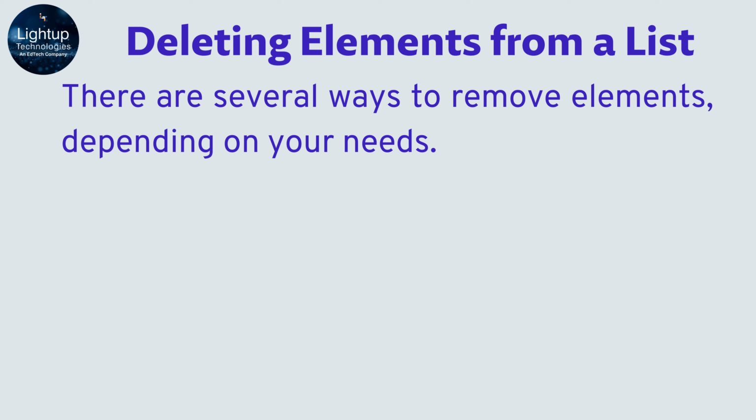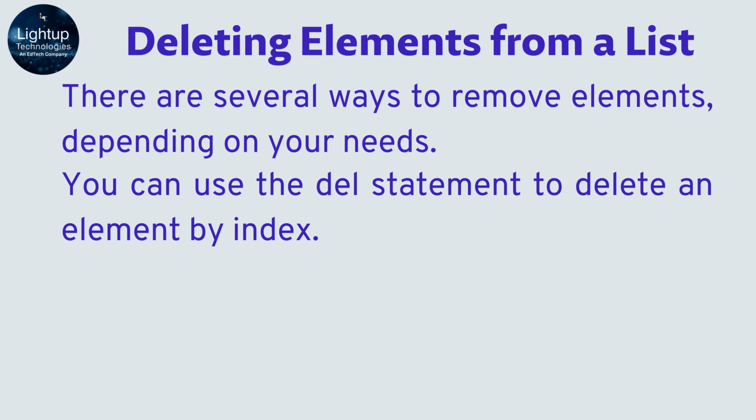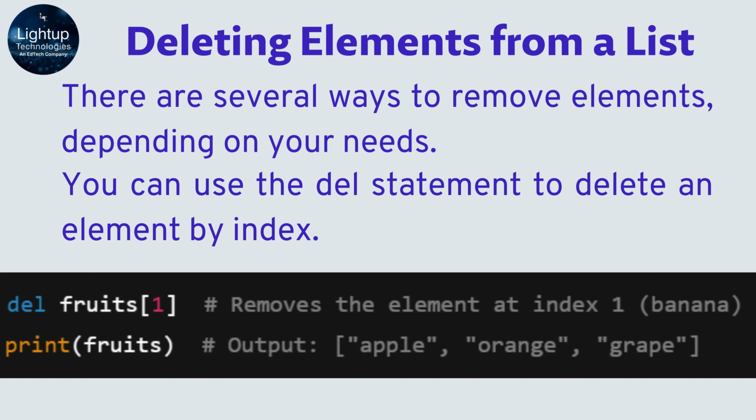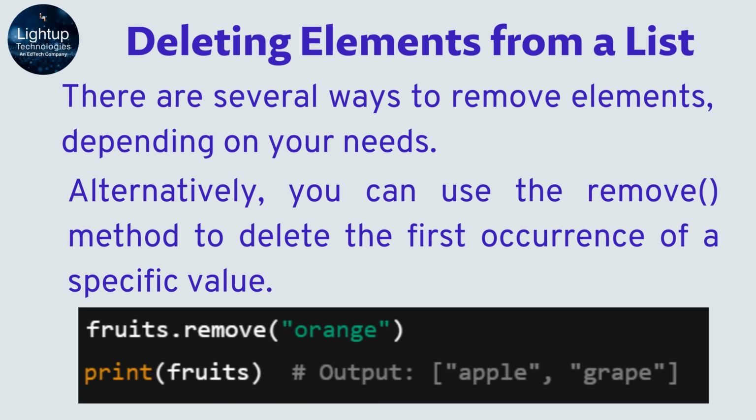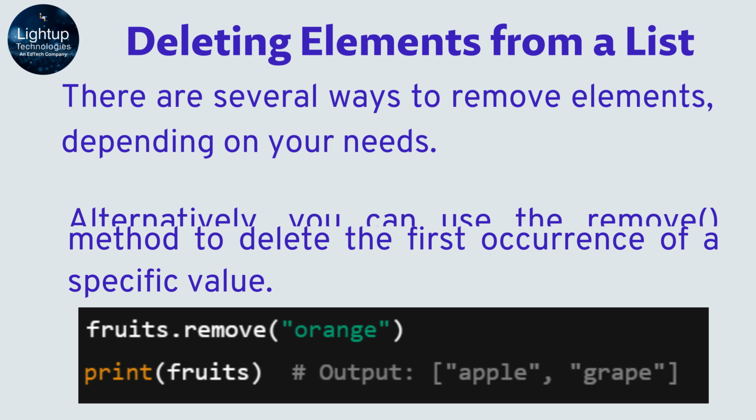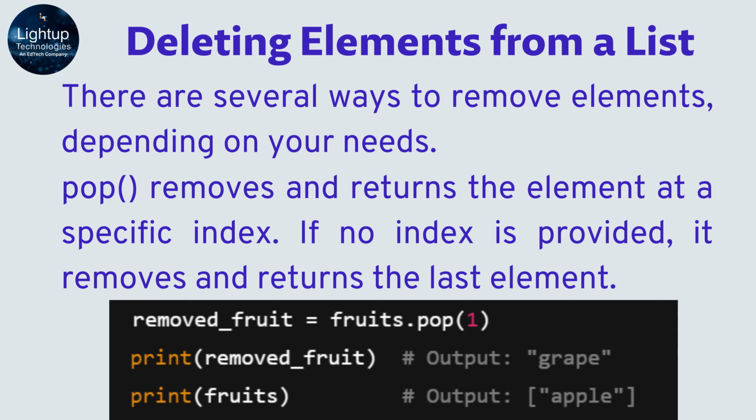Next, let's see how to delete elements from a list. There are several ways to remove elements, depending on your needs. You can use the del statement to delete an element by index. Here, we deleted the element at index 1, which was banana. Alternatively, you can use the remove method to delete the first occurrence of a specific value. Or, if you want to remove an element and also get its value, use the pop method. Pop removes and returns the element at a specific index. If no index is provided, it removes and returns the last element.